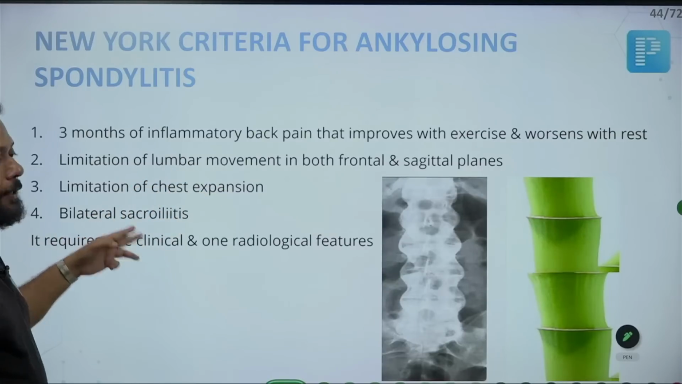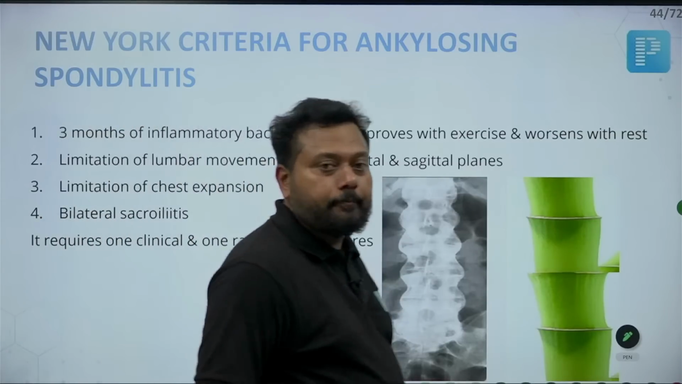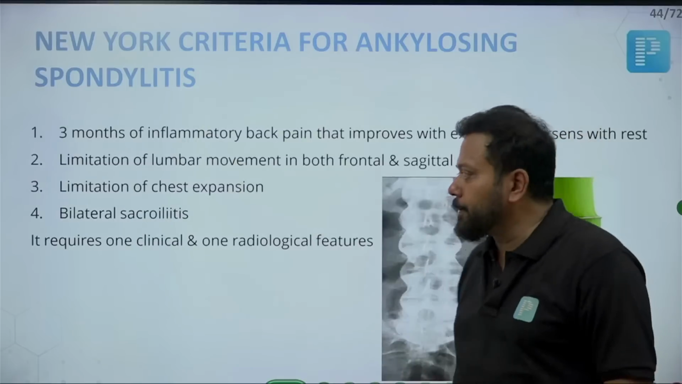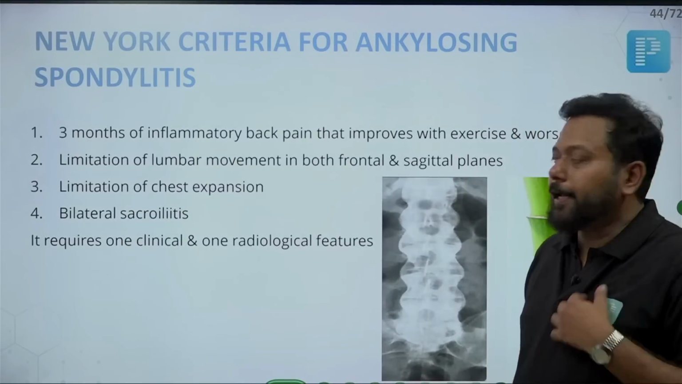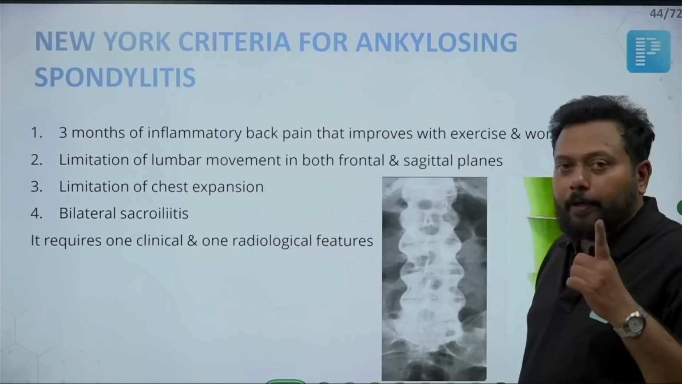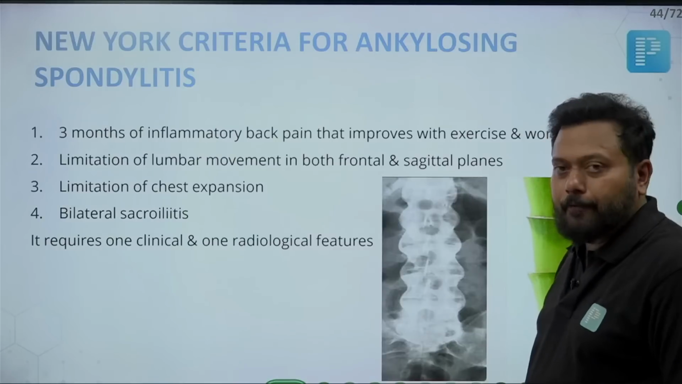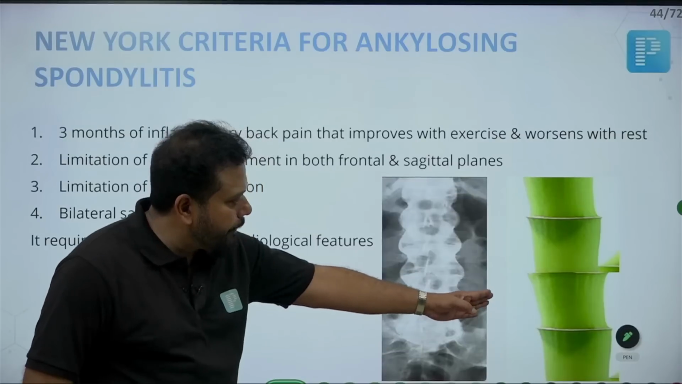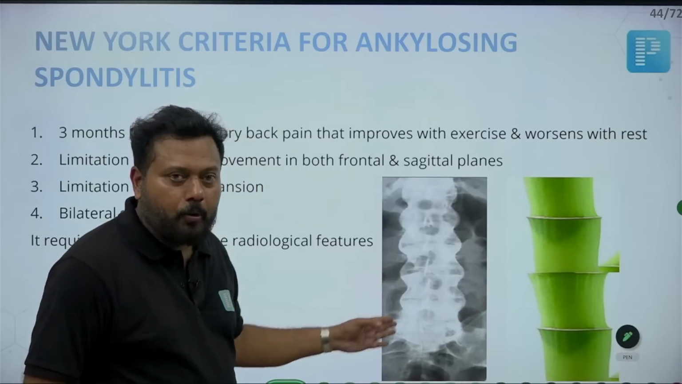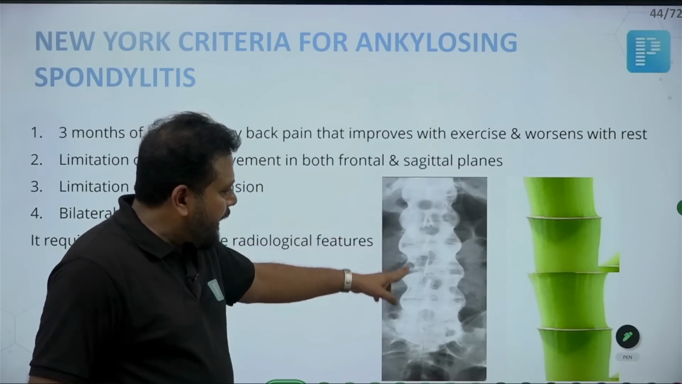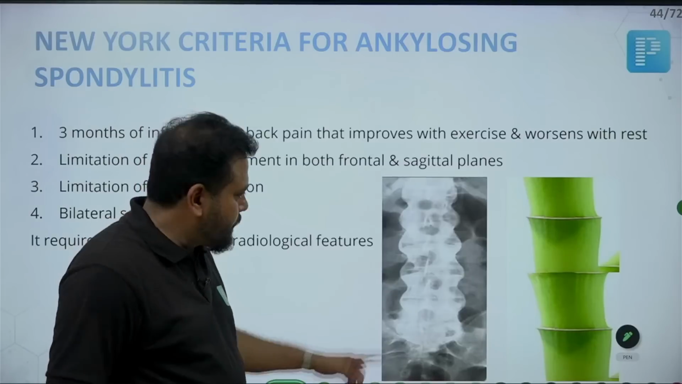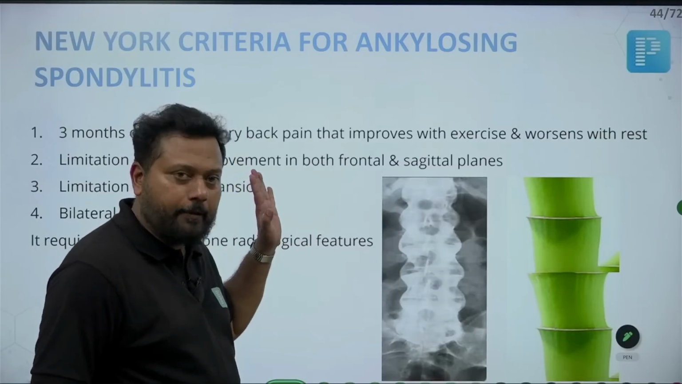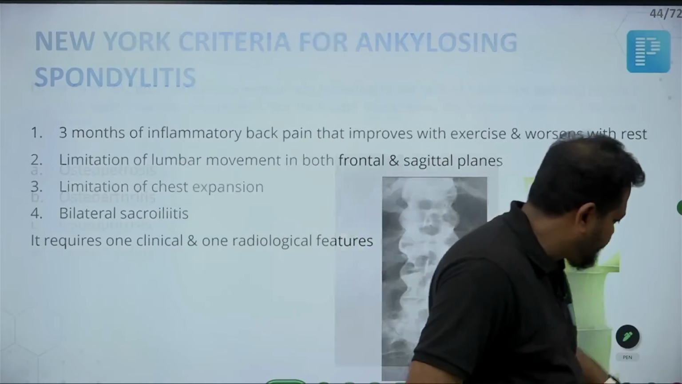Number 3, limitation of chest expansion, rib cage, chest expansion. Bilateral sacroiliitis. It requires one clinical and one radiological feature. The classical radiological feature is called bamboo spine, compared with the bamboo. Exactly like this, you will get image-like pictures, diagnose the case. Okay, this is bamboo spine.